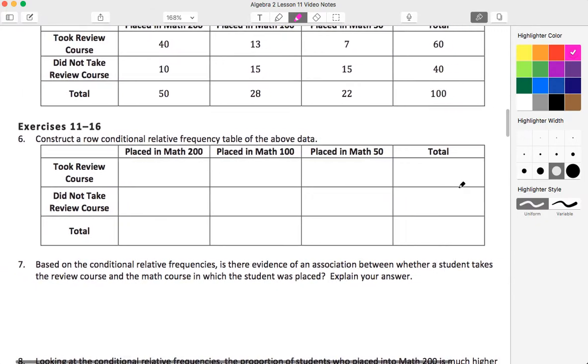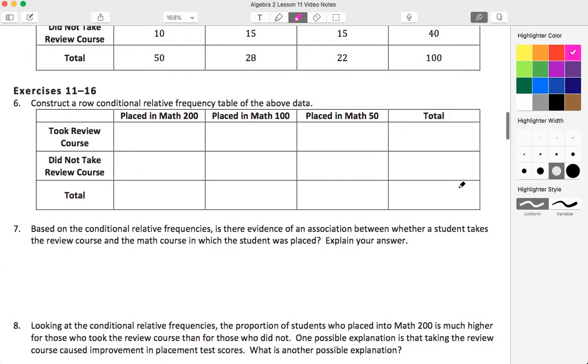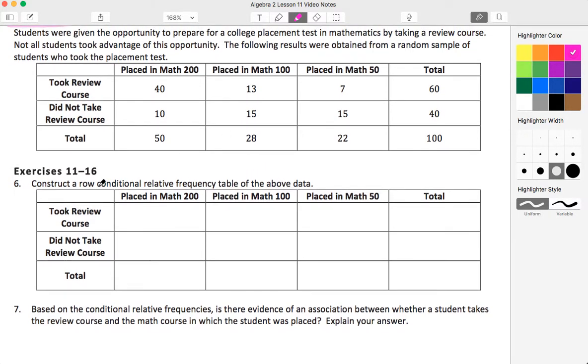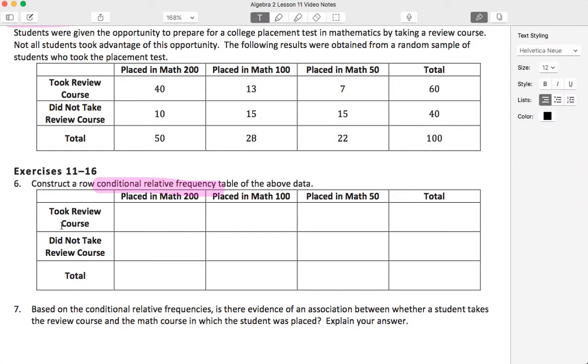For exercises 11 through 16, they want us to construct a row conditional relative frequency table of the data above. Okay, conditional relative frequency means we are going to use the conditions. In this case, we either took a review course or we did not take a review course. So we need to divide it by the number of people that either took the review course or did not.